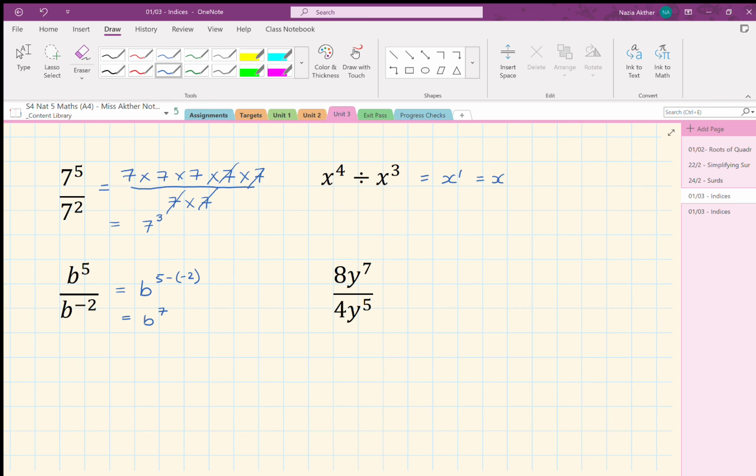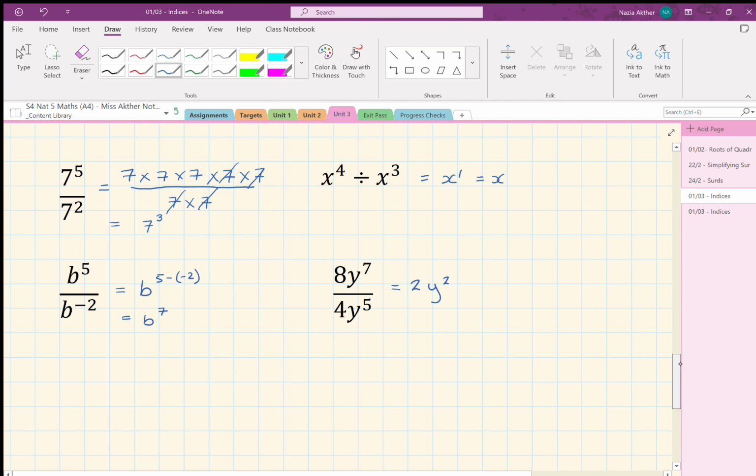And in the final example, we've got 8y to the power of 7 divided by 4y to the power of 5. So in this fraction, we first do 8 divided by 4, that is equal to 2. Then we do y to the power of 7 divided by y to the power of 5, which is equal to y to the power of 2, because 7 take away 5 is 2. So your final answer is 2y squared.